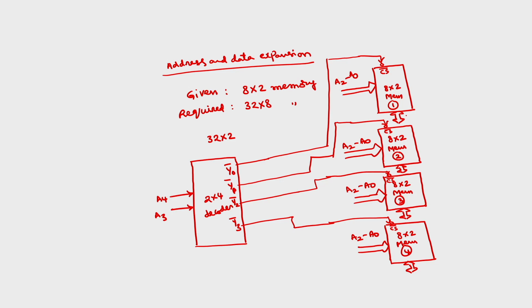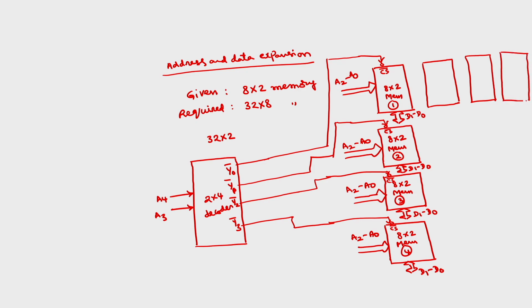We can call it D1 to D0. This will give 2 bits D1 to D0, this will give D1 to D0, and this will give D1 to D0. But I want 8 bits of the data. So, you have to connect 4 such chips together. As I have told, this is data expansion. So, you have to use 4 such chips. The only thing is the chip select of all these 4 parallel chips has to be connected together.